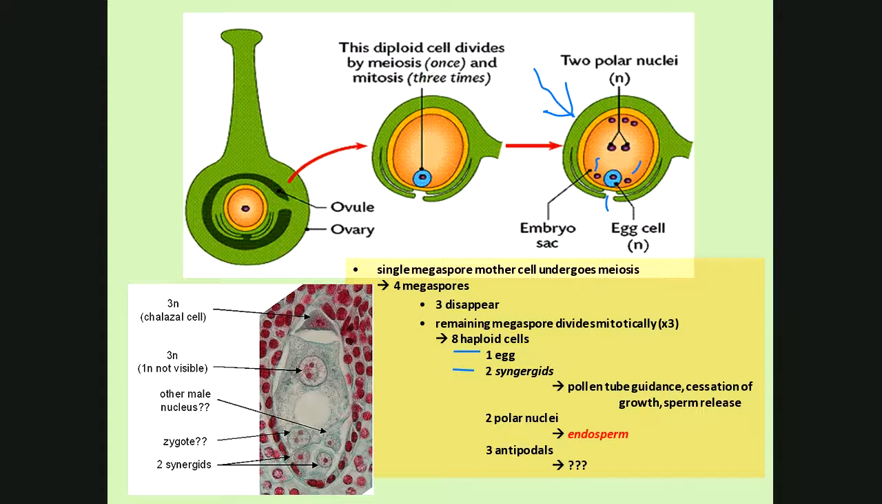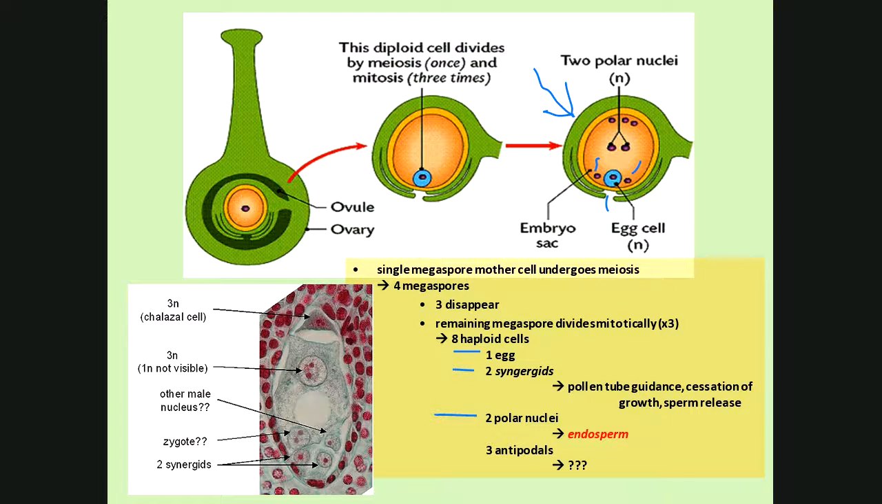As we move up, we get 2 more cells. Now they call them polar nuclei, but they are cells. Those polar nuclei are the important part, the really interesting part, the part that's unique to flowers. You'll see in just a minute what they do, but they form something called the endosperm.